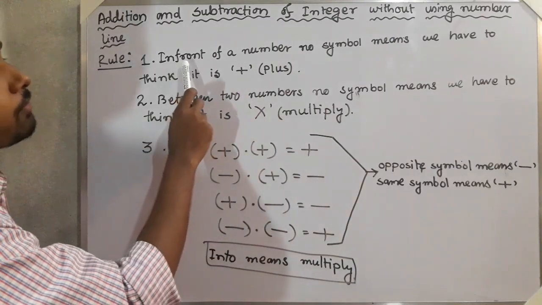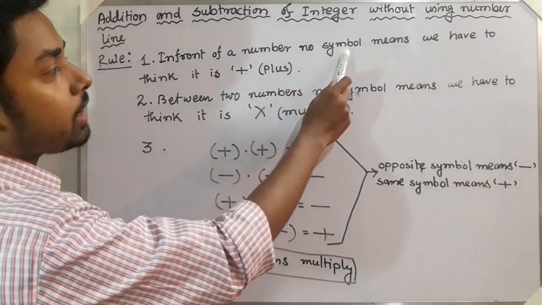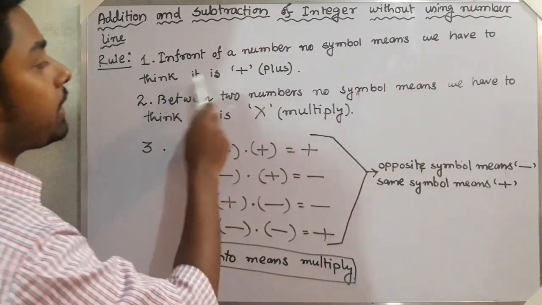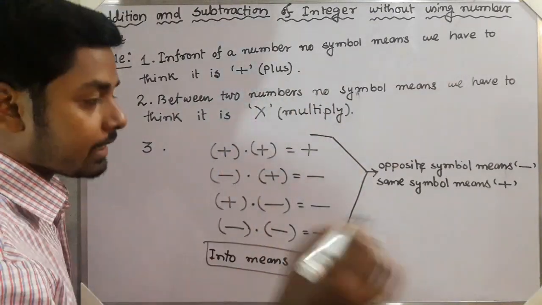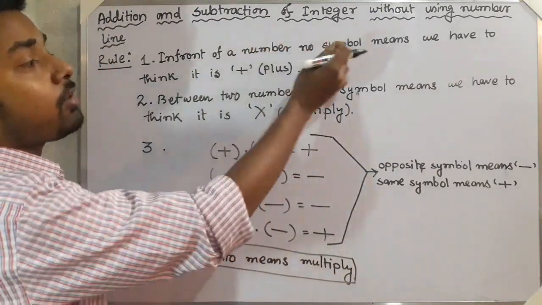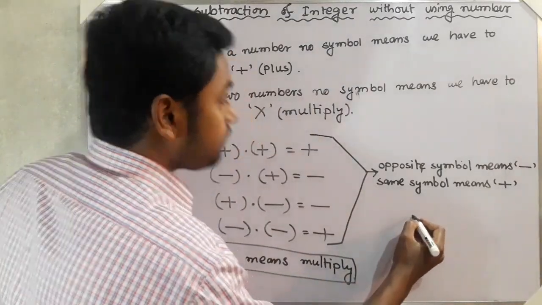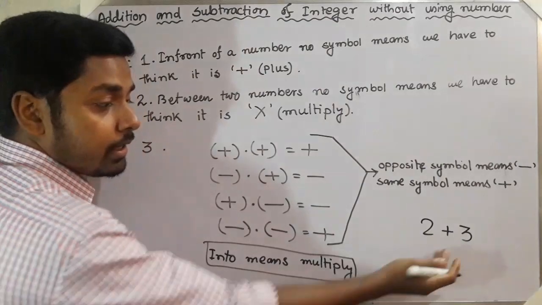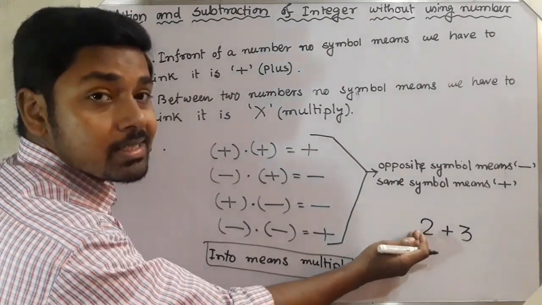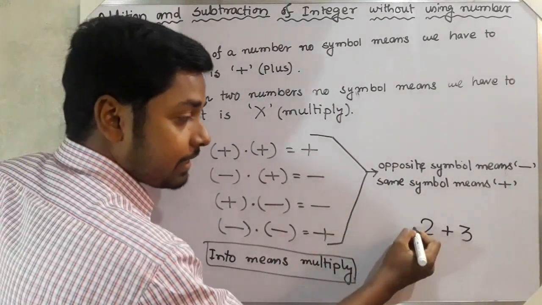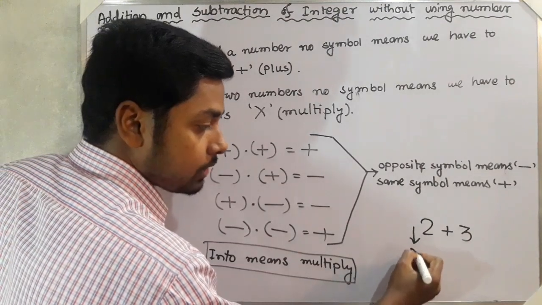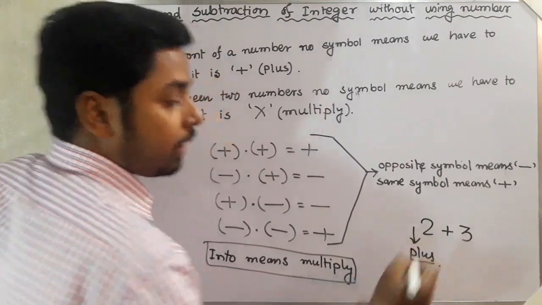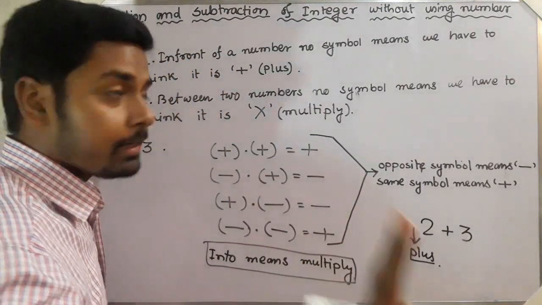The first rule is: in front of a number, no symbol means we have to think it is plus. Suppose I give an example: 2 plus 3. In front of 2 there is no symbol. That means in this case you have to think it is plus. Clear?